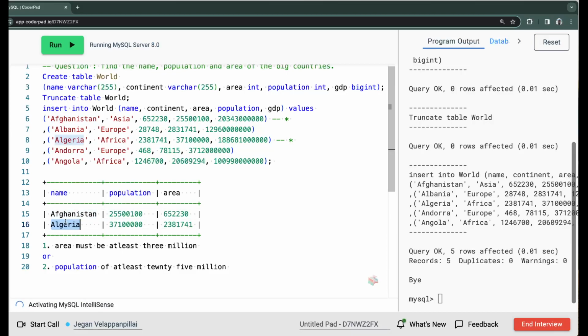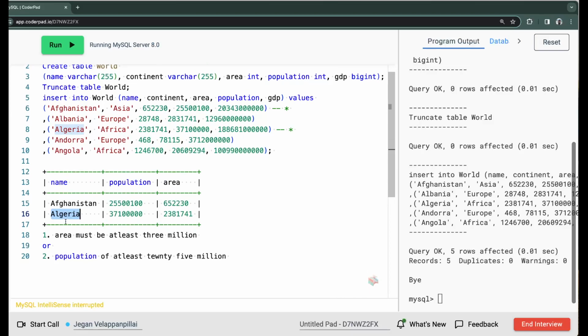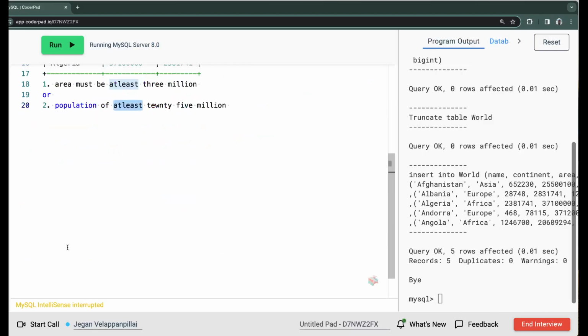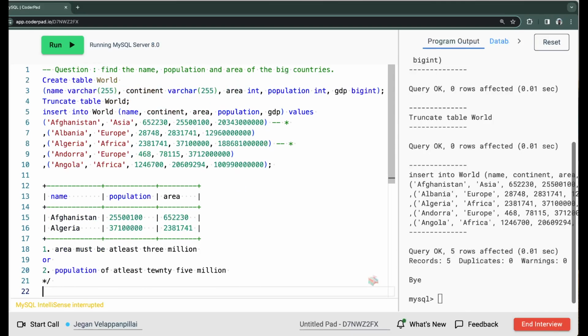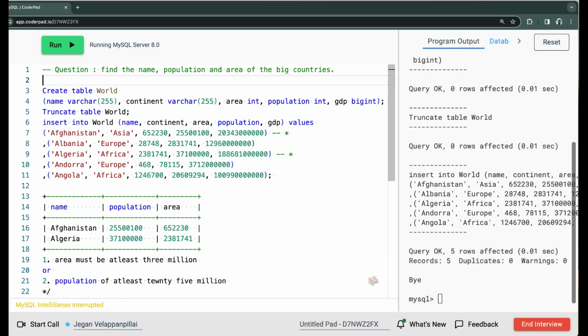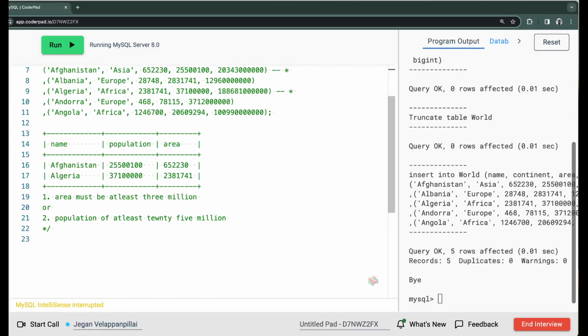So here 2 points to be noted. First one is the area must be at least 3 million. Population of at least 25 million. So the "at least" is the first condition. The second one is the area or the population condition. Right? So let's see how these two keywords get converted when you are writing the SQL part.